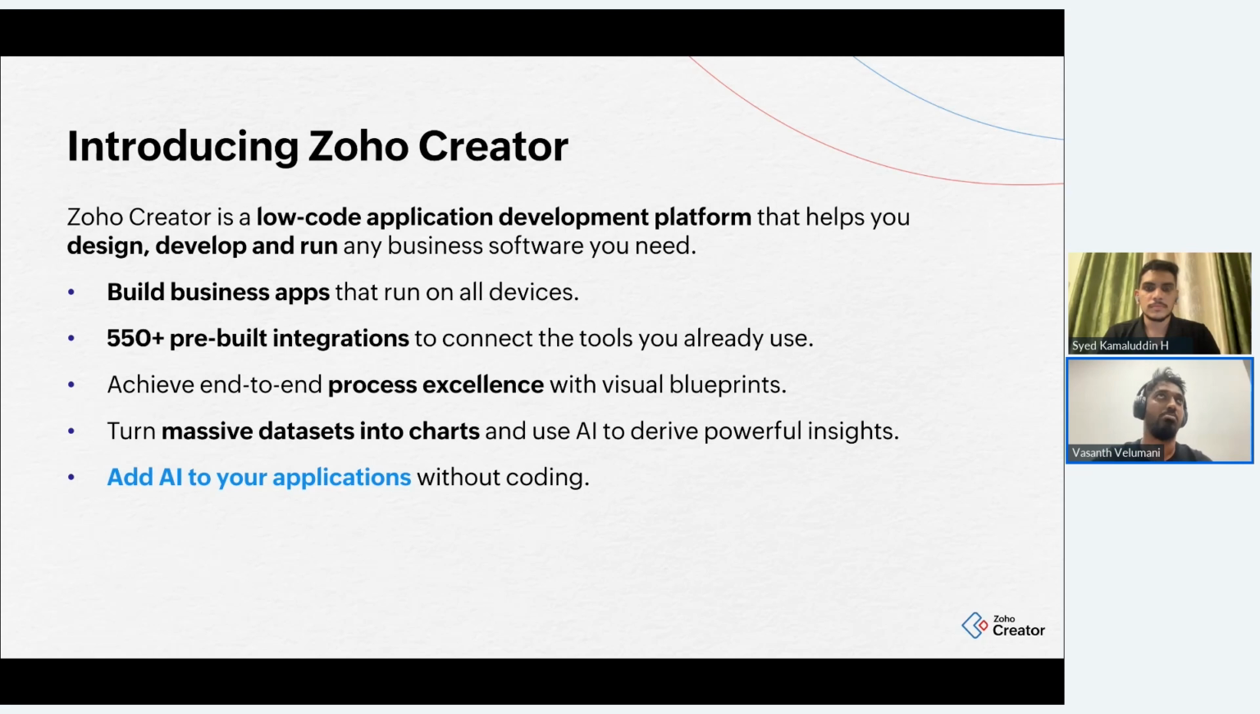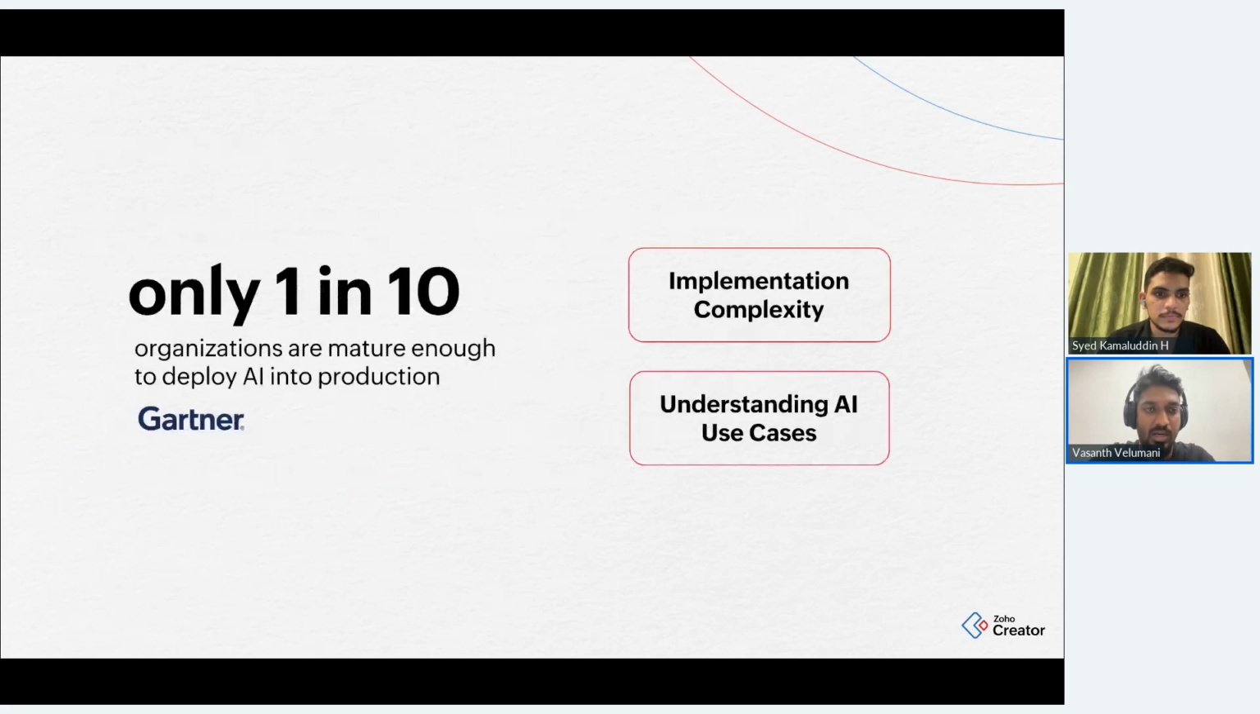And you can achieve excellence with visual blueprints. That's also possible on Creator. And in case you need to run any analytics and turn massive data sets into charts, you can even use our Zia AI there to derive powerful insights. All you have to do is bring your data into Creator, and you can use pretty much all of these features and go from there. Right. So the last part, adding AI to your applications without coding. That's pretty much what we're going to dive into as part of the session. Right. So when it comes to AI, right?